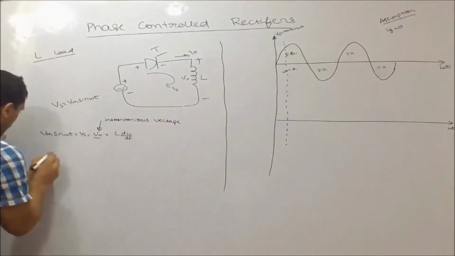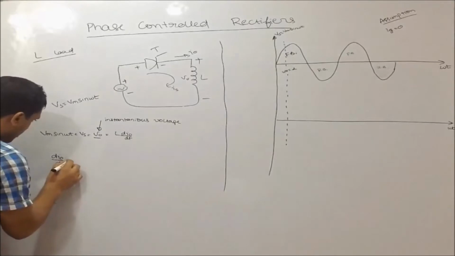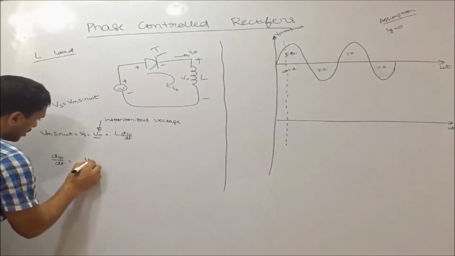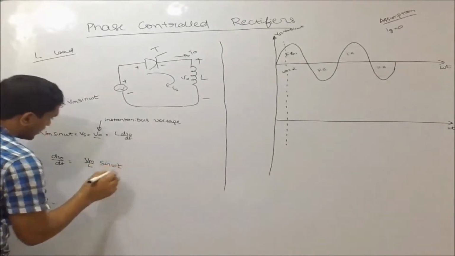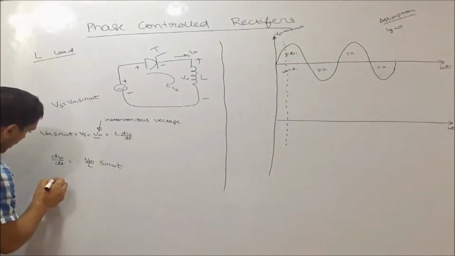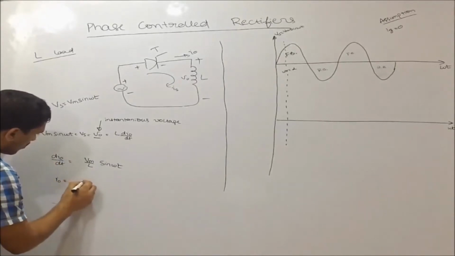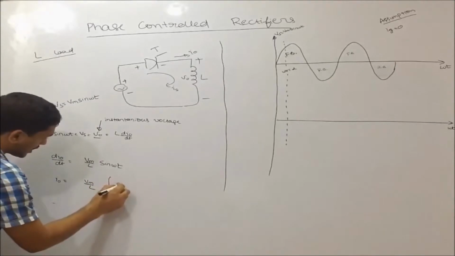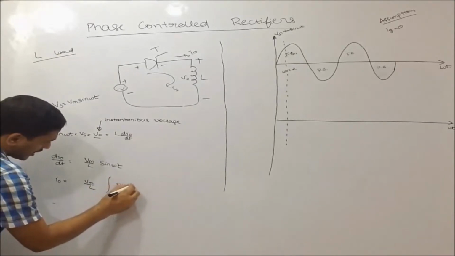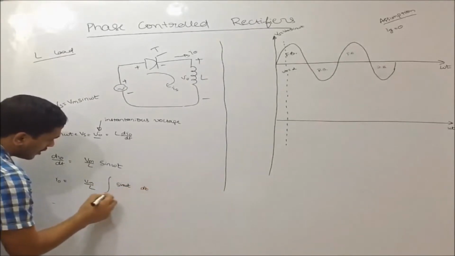Now, I have to calculate I0. dI0 by dt equal to what? Vm by L into sin omega t. So I0 is what? I0 equal to Vm by L integral sin omega t dt. I have dt here.